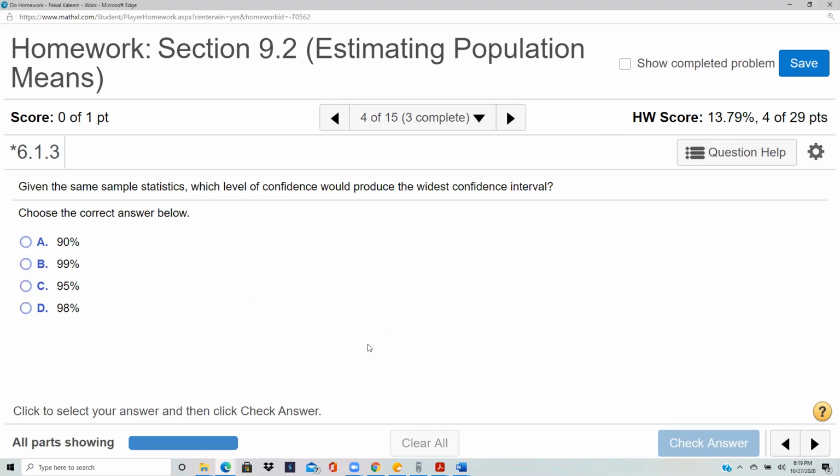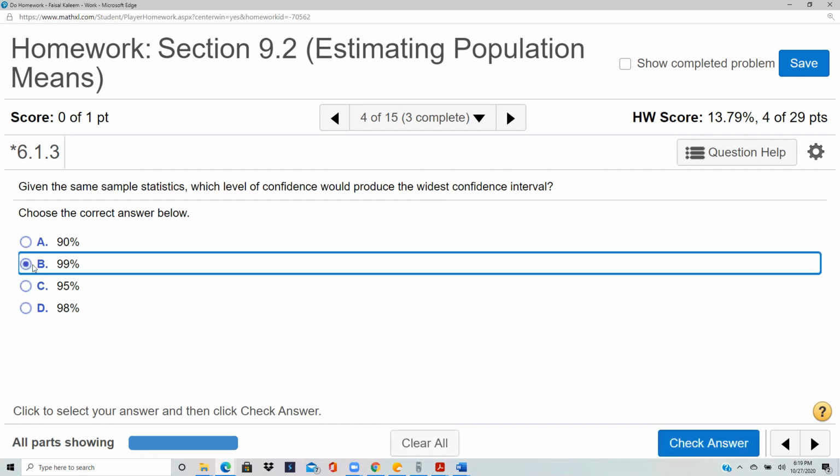Given the same sample statistics, which level of confidence would produce the widest confidence interval? So we talked about this in the previous section, that the more the confidence, the wider the interval. And so to get the widest confidence interval, which level of confidence would give the widest? So the highest level of confidence would give the widest confidence interval.